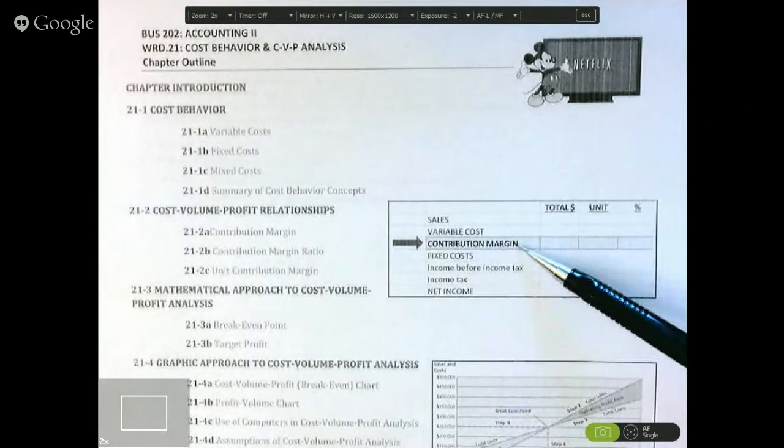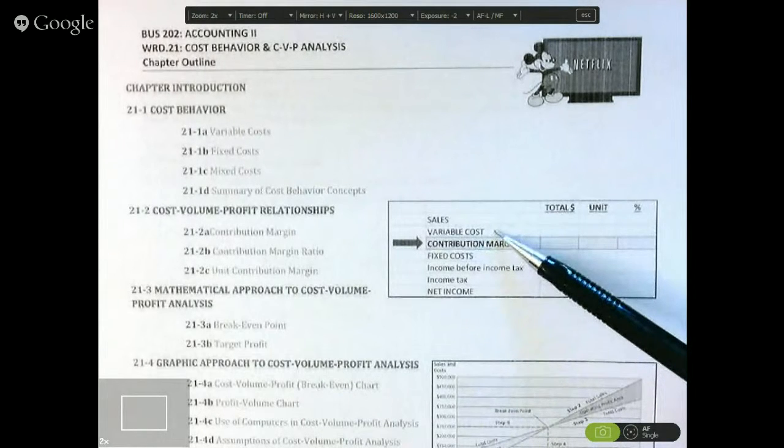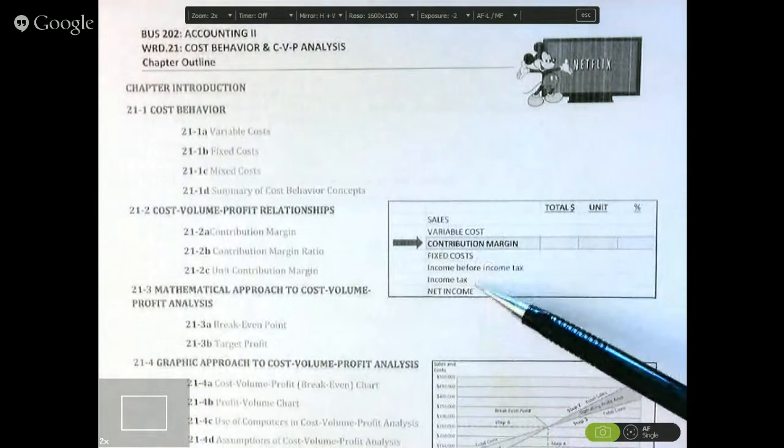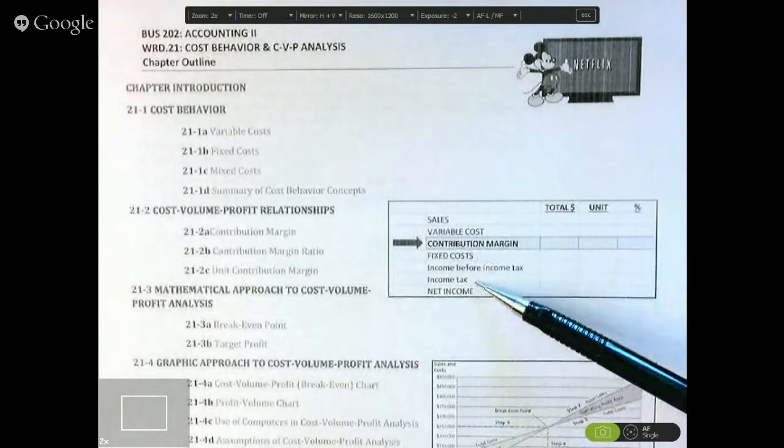Contribution margin represents the dollars of sales left over after covering the variable cost of manufacturing, to contribute to covering fixed costs and any other costs associated with the business, like selling, general, and administrative costs and interest.